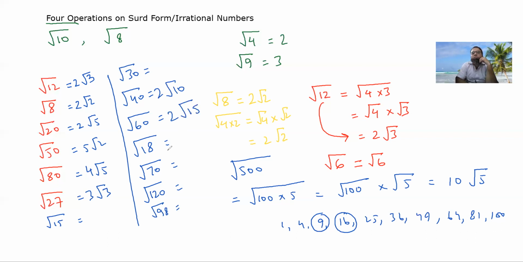And then 18? Yes, sir. 18 is 9 twos are 18, so this is 3 under root 2. Okay. And 70? Yeah, 70 is a multiple of none of these over here, so we cannot simplify this. Okay, 120.